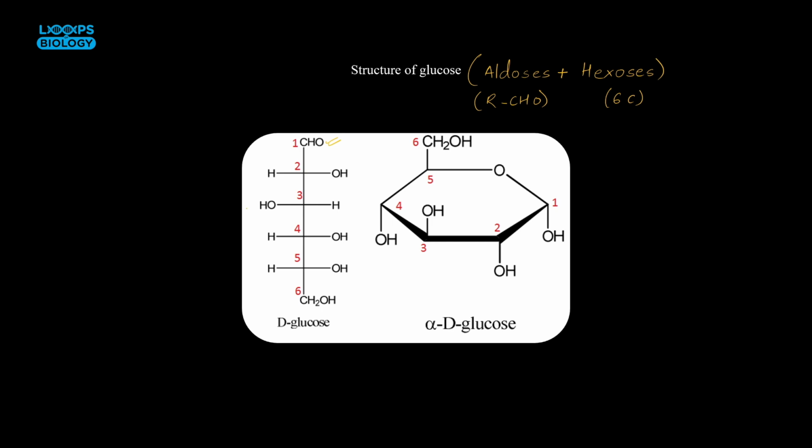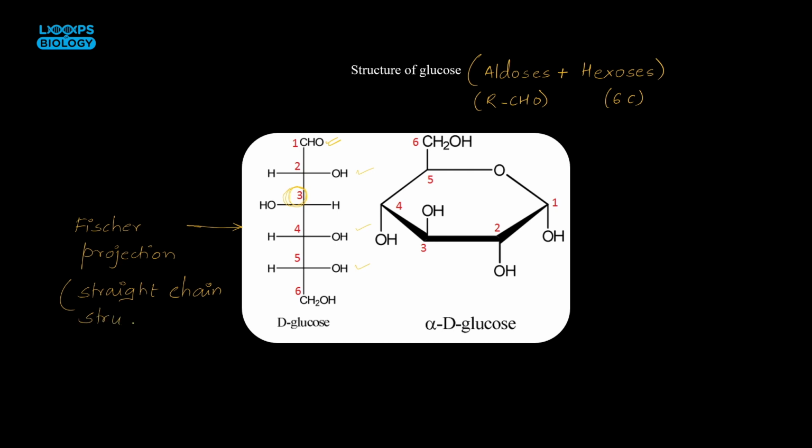So if I'm talking about glucose, on that particular structure, on carbon number 3, there is a change in the position of the hydroxyl group. Every hydroxyl group in glucose is present on the right hand side, but on the third carbon, it is present on the left hand side. And this is basically called the Fischer projection structure of glucose. That is nothing but the straight chain structure.